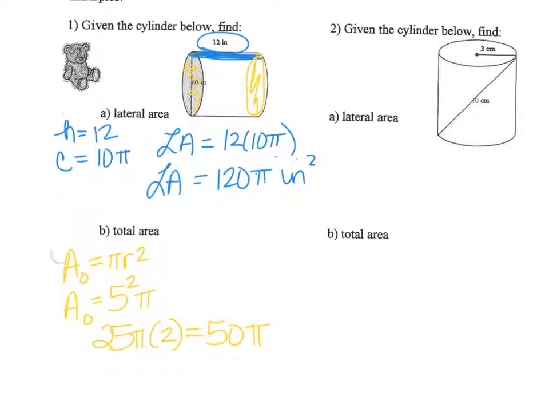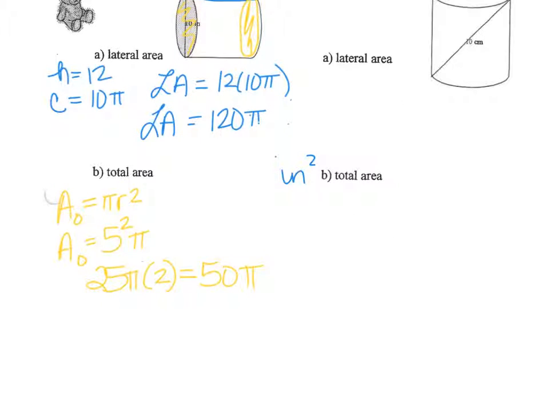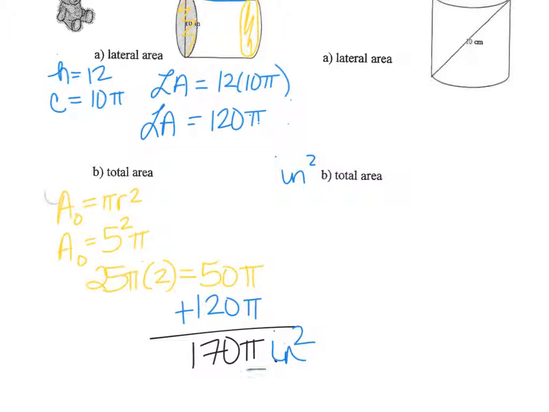Then to get your total surface area, you would end up adding that to your 120 pi for a total of 170 pi inches squared for your total area.